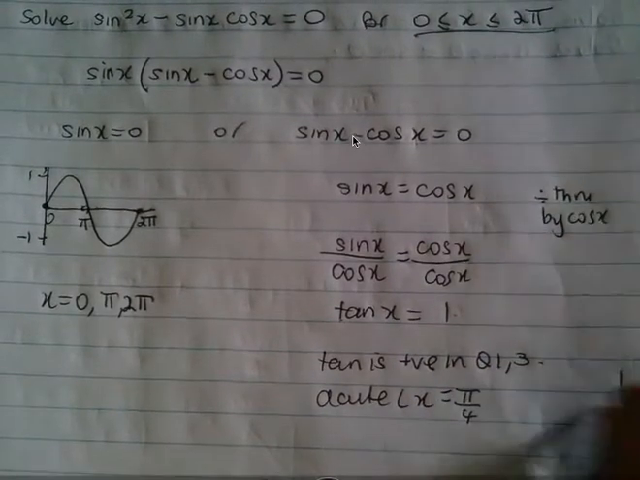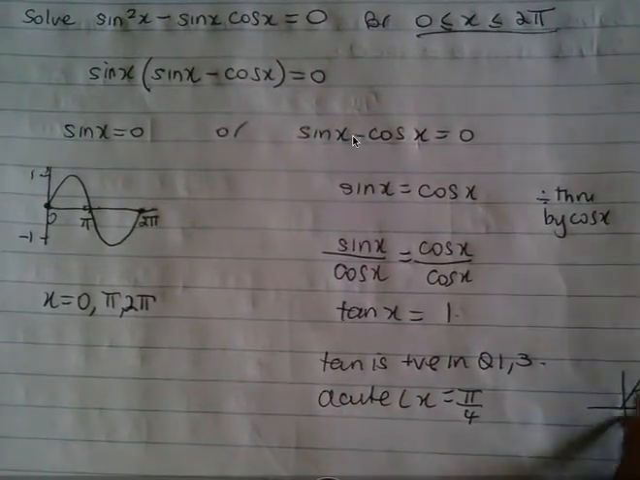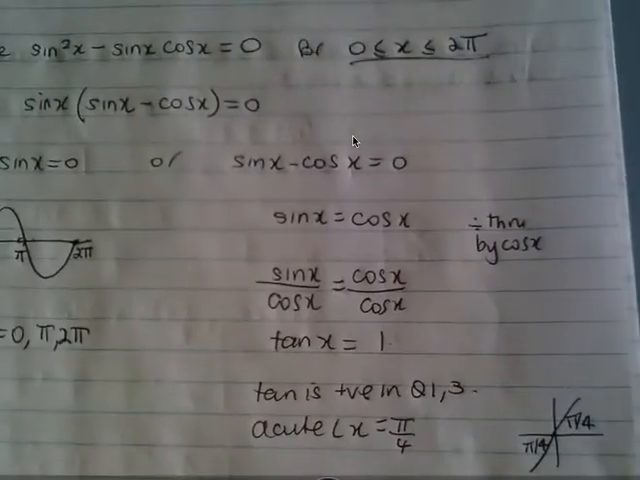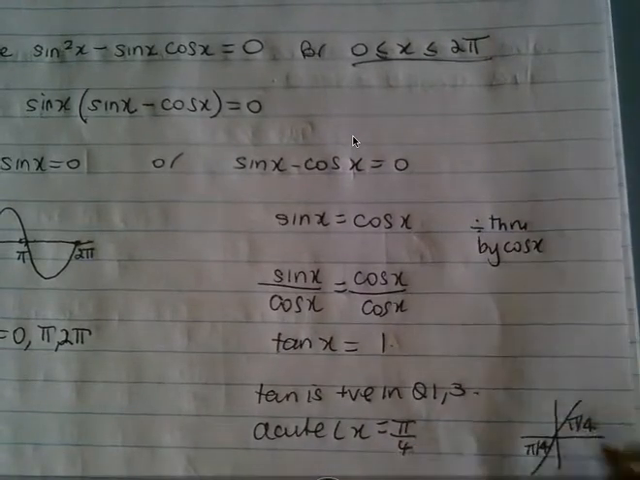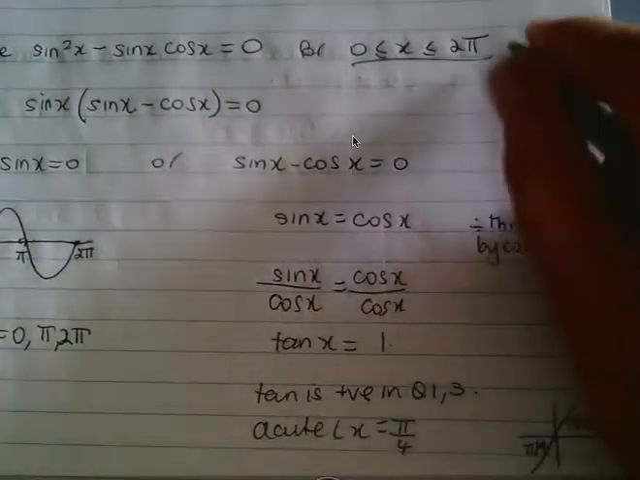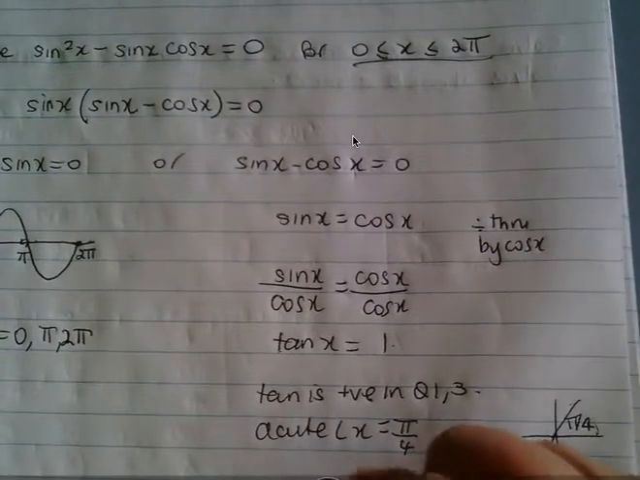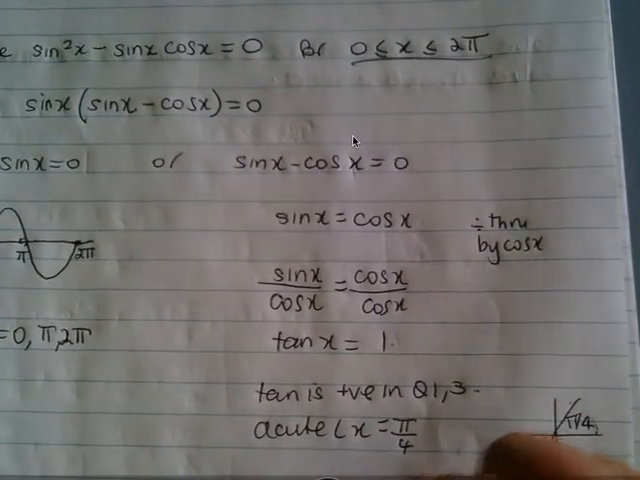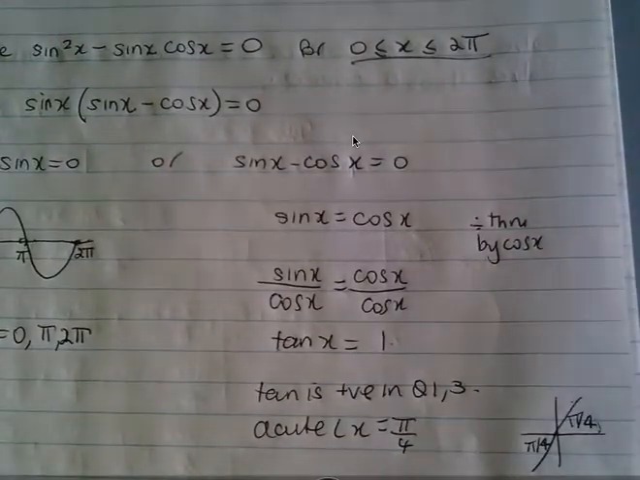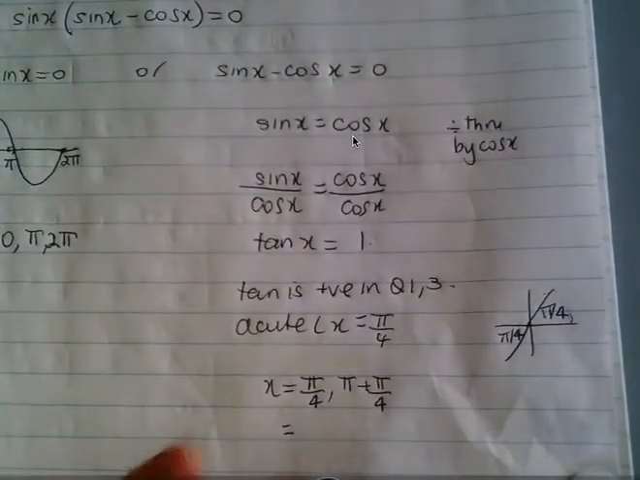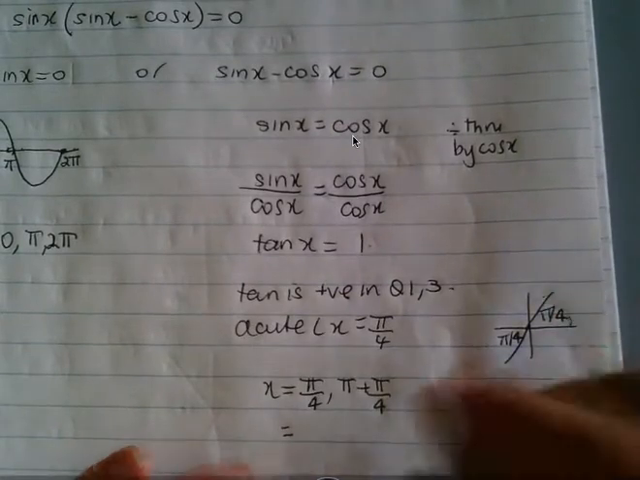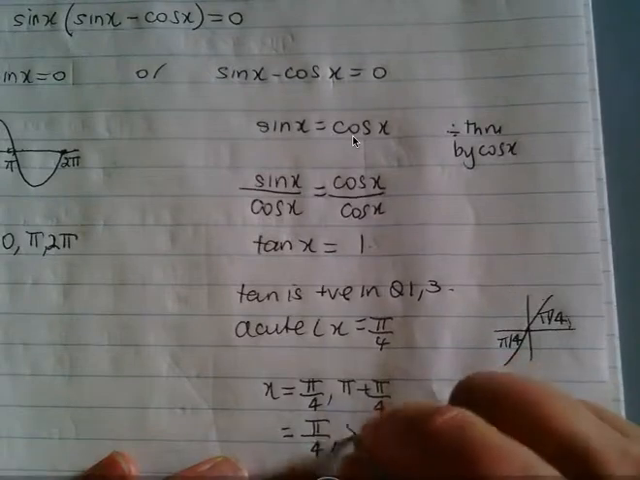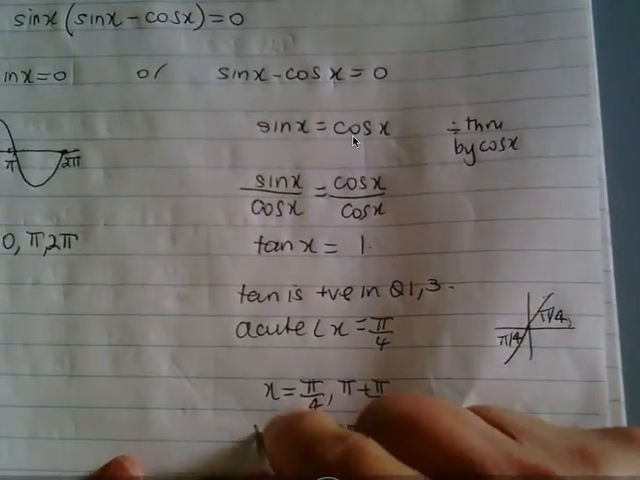And then we sketch our solutions in quadrants 1 and 3, and then we list our solutions. So my solutions, we're going all the way from 0 to 2 pi. It'll be pi on 4 for quadrant 1, and quadrant 3 will be pi plus pi on 4, which is 180 plus, so pi plus. So my two solutions are pi on 4 and 5 pi on 4.